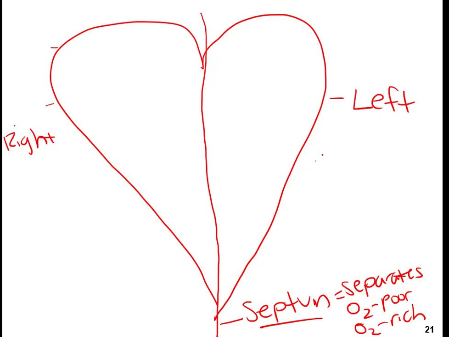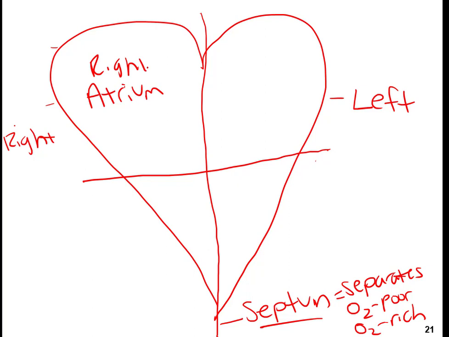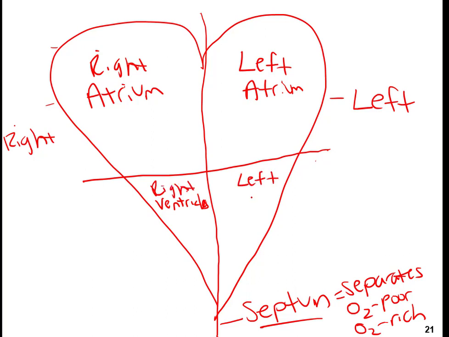Now, the heart is broken up into 4 chambers. On the top are always the atrium. So you have a right atrium on the right side of the heart, and then you have a left atrium on the left side of the heart. So the atrium are always on top. Then on the bottom here, you have ventricles. So the bottom has a right ventricle and a left ventricle.